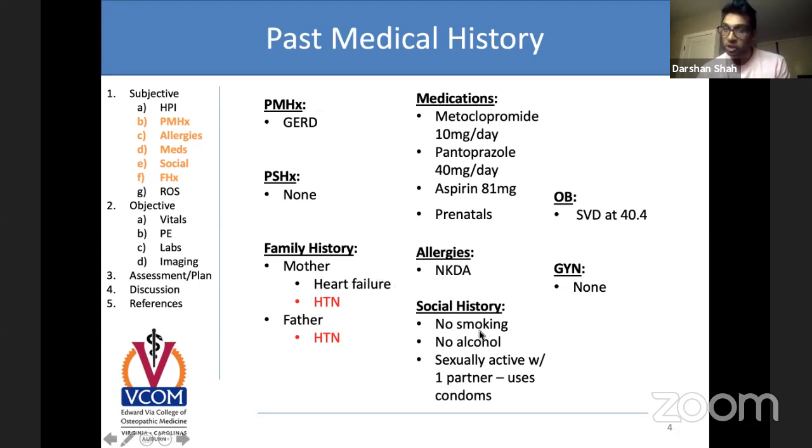Allergies, no known drug allergies. And then social history is so important to ask for women who are pregnant, right? To make sure they're not smoking, there's no alcohol use. Those are really the main two, right? That there's no other illicit drugs like cocaine or things like this, because you will see them no matter what hospital you go to. And then she is sexually active with one partner. She uses condoms. And then what is her OB history? So we know that she's been pregnant twice, and she has one living child. And SVD stands for spontaneous vaginal delivery, and she had that at 40 weeks and 4 days.